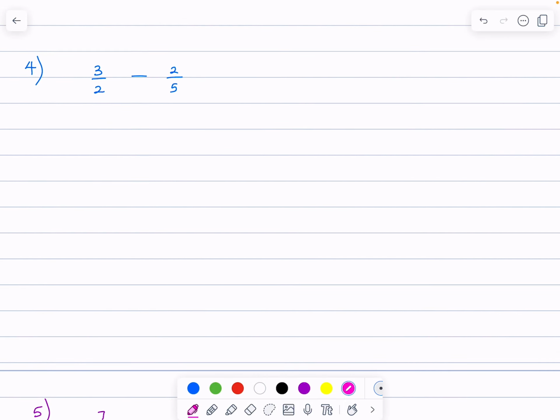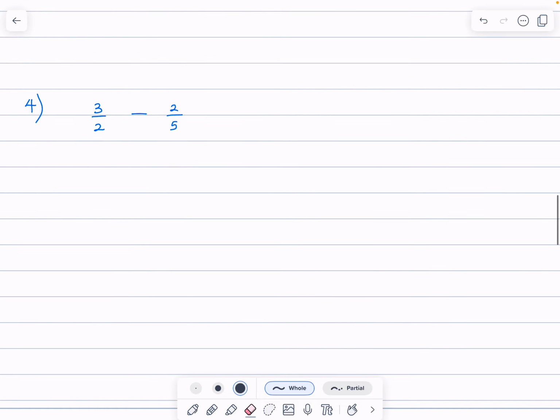So for this one, if you observe again, this is a subtraction problem, right? Subtracting fractions. If you observe again, the denominators are different, right? These are the denominators, 2 and 5. They are different. So similar to what I did, I'm just going to multiply the first part. So let me write this. This is going to be equal to, so I'm going to multiply the first part by the denominator of the second one, which is 5.